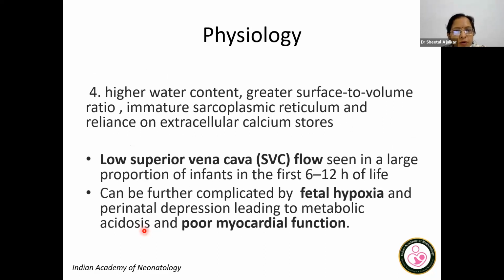There is also higher water content, greater surface to volume ratio, immature sarcoplasmic reticulum, and reliance on extracellular calcium stores. It is seen that lower superior vena cava flow rates are seen in a large proportion of infants in the first 6 to 12 hours of life. This transition leads to a low flow state in the babies in the first few hours of life, and it can also give low BP readings, and it can be further complicated by fetal hypoxia and poor myocardial function.